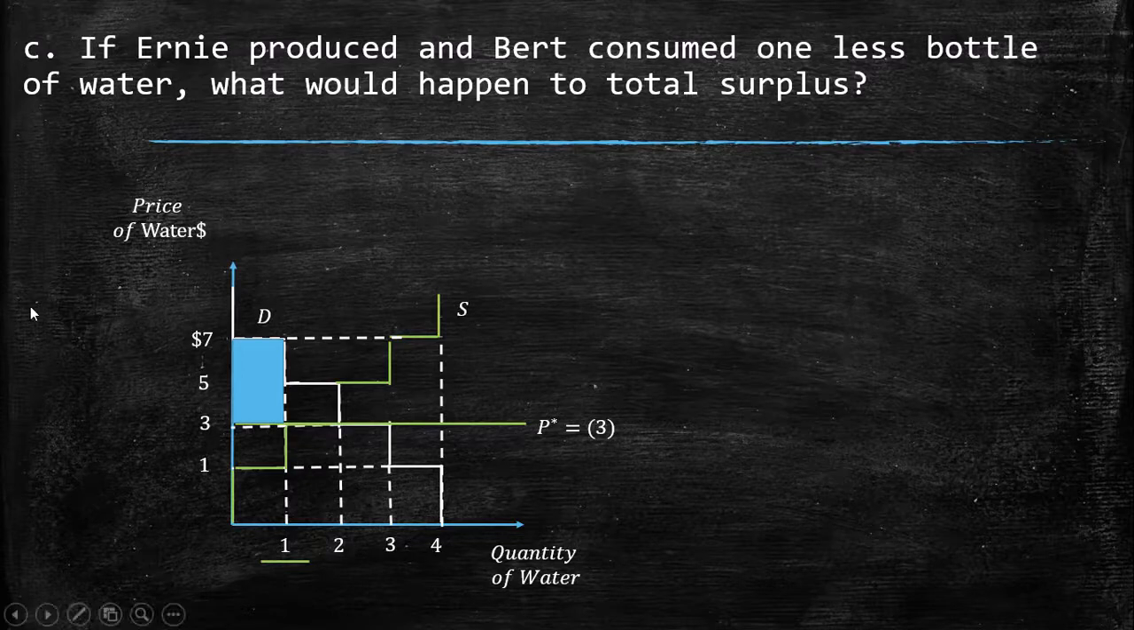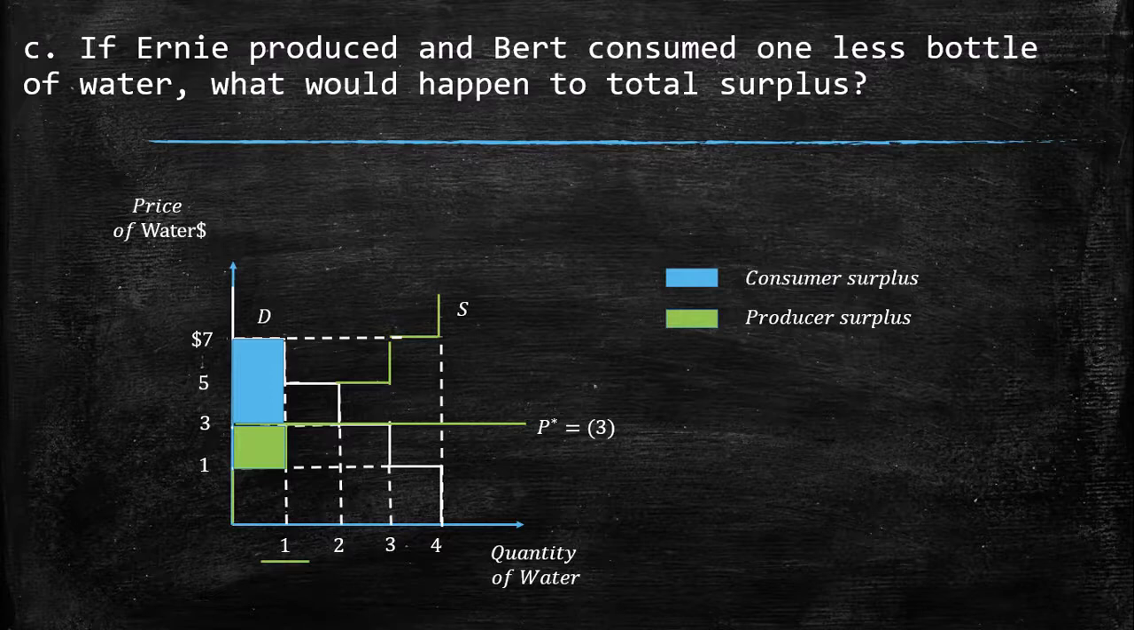Here the consumer surplus is going to be this one. Why? Because there's going to be just one bottle, one consumed less, and instead of paying $7, in this case Bert will pay $3. So this is going to be the consumer surplus. In the other case, the supplier will sell at the price of 3 instead of selling at the price of 1. So this is going to be the producer surplus.